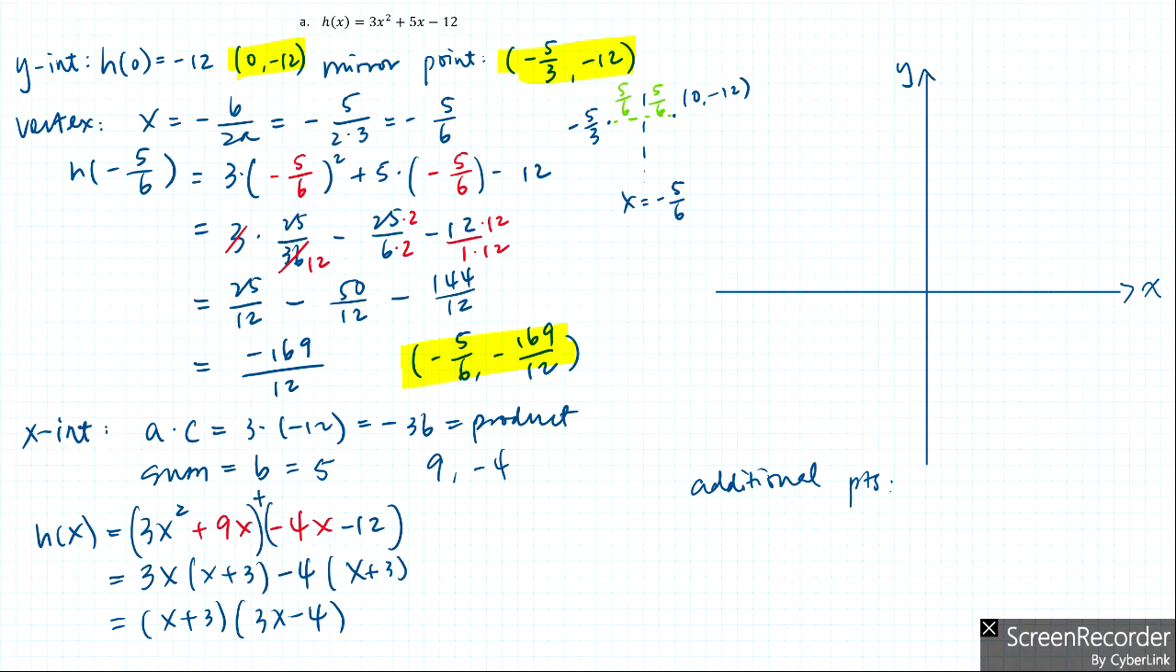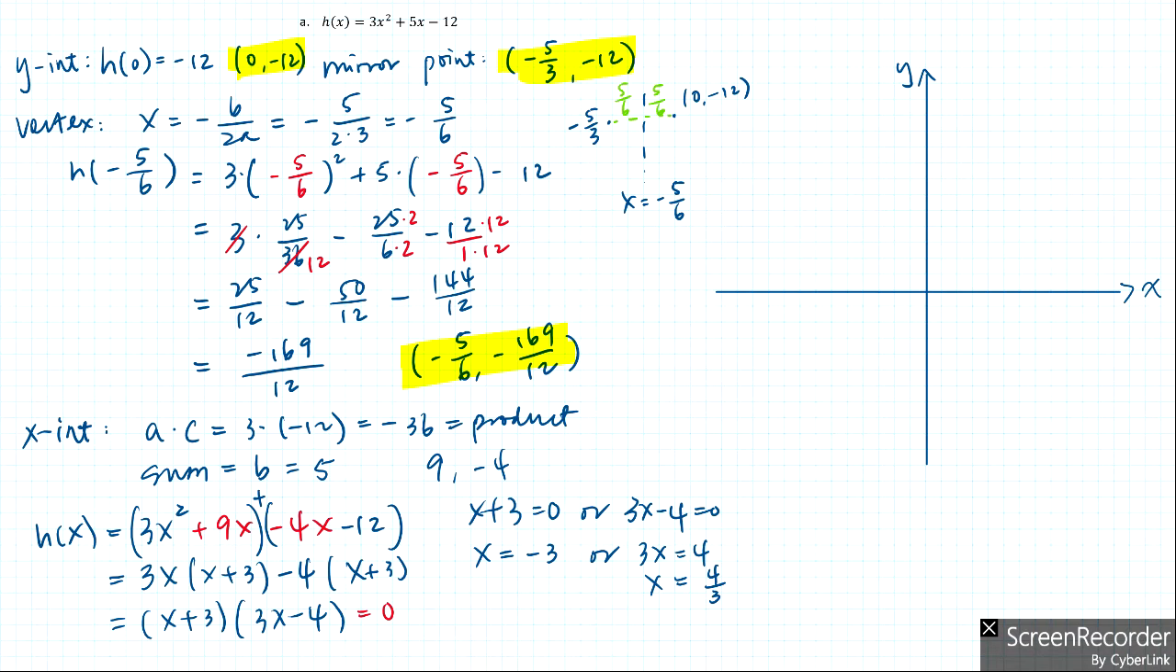And if we set this equal to 0, that tells me x plus 3 equals 0, or 3x minus 4 equals 0. And I'm going to need a little bit more room. So that tells me x equals -3, or 3x equals 4, x equals 4/3. Therefore, the 2 x-intercepts are (-3, 0) and (4/3, 0). Again, going ahead to highlight that.